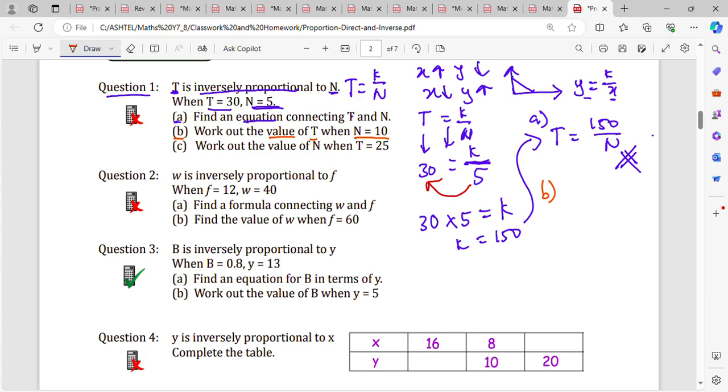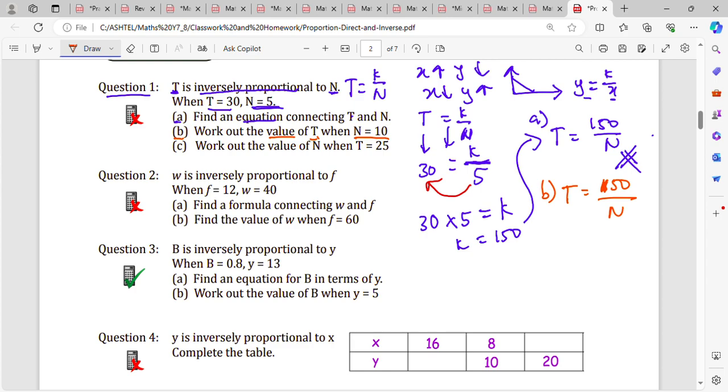Then you just need to find t, so you just rewrite the equation that you got, t equals 150 over n. Now you want to look for t. We need to make t just on one side of the equal sign, alone. There should be no other number there, just t alone. It will be when n equals 10.